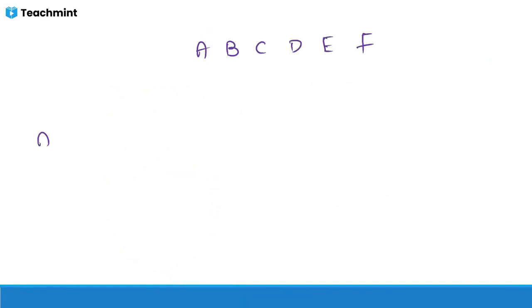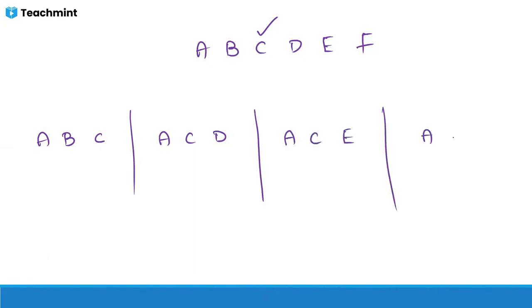The group may be A, B, C group. Okay, but one particular student included. Let's say C. Clear? Now, in A, B, C, C is there. And then I go for A, C, D, C must be there. In whatever combination you write, C must be there. I can go for now A, C, E. Then I can say A, C, F. This is 4. We require 10.